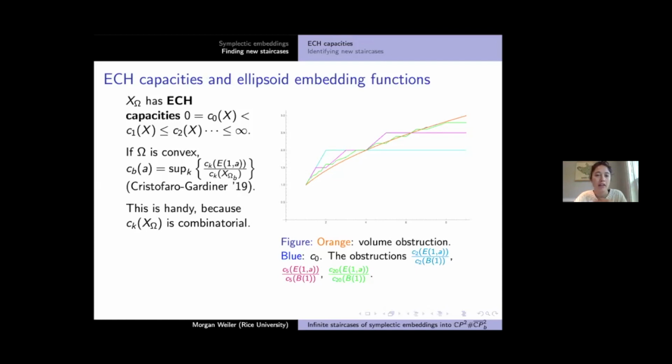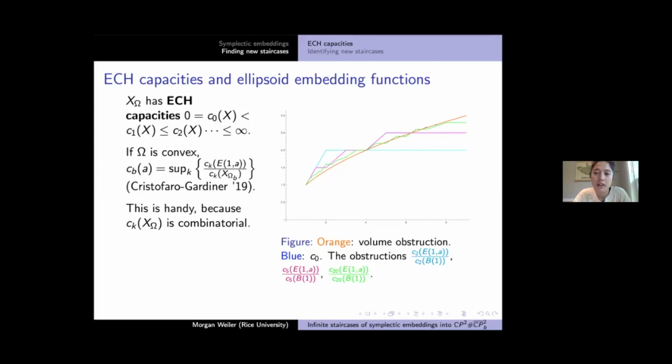And if omega is convex, then it turns out that you can completely characterize the ellipsoid embedding function using capacities. You can compute it as the supremum over K of Ck of the ellipsoid divided by Ck of X omega sub B. This is helpful because Ck of X omega is combinatorial. And when omega is simple, such as the trapezoids we're considering, it's even faster to compute.